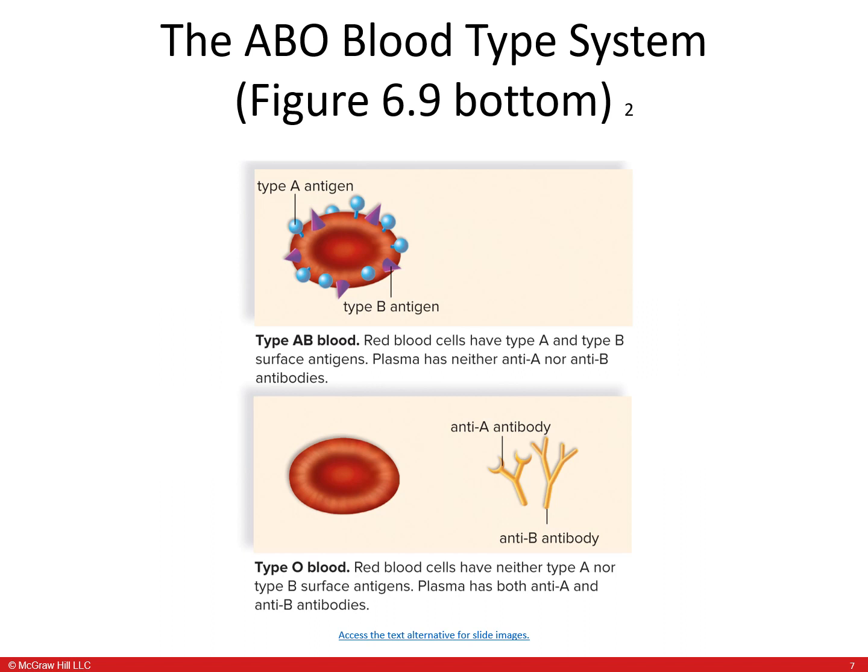So here we have two more images of red blood cells. On the top one, you have the type AB blood. So this one has both antigens. So this is known as the universal recipient, which means that you can receive any blood type. On the bottom, you have type O blood. So this one doesn't have any of the antigens. Now, blood type O is known as the universal donor. However, it can only receive blood from another type O.